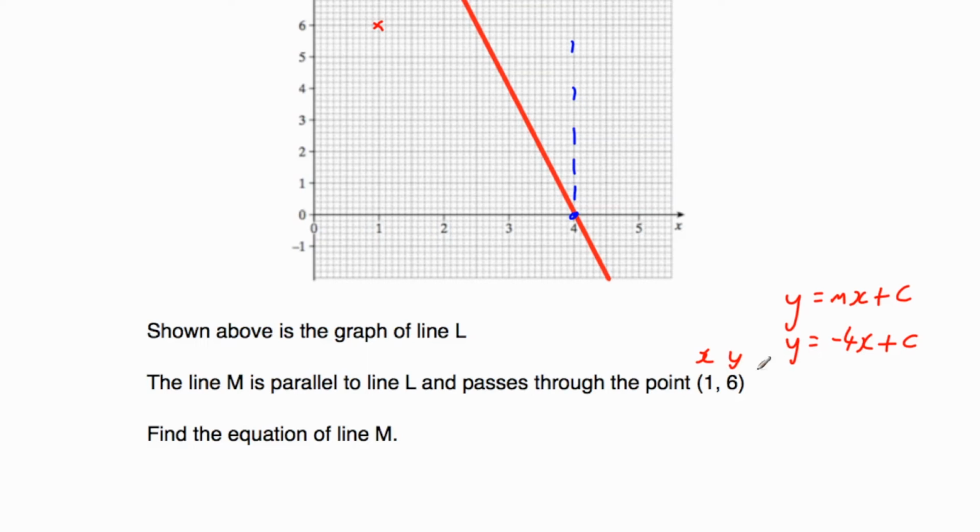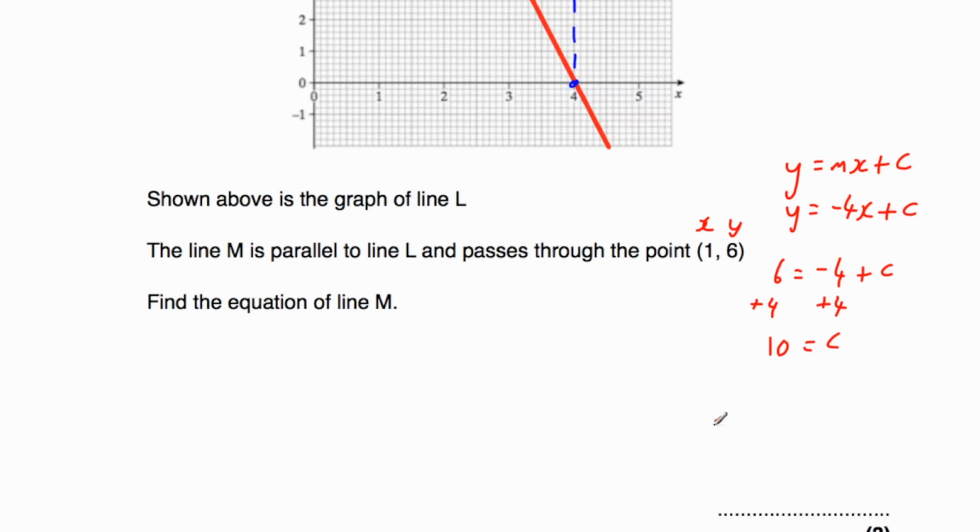So we've got x equals 1 and y equals 6. So let's substitute those in. So we're going to have 6 equals minus 4 times x, and x is 1. So minus 4 times 1 is minus 4, plus c. Now we want to find our c, so we want to get rid of this minus 4, so we're going to add 4 and add 4. 6 plus 4 is 10, that's good, and then on the right hand side we're just left with c, so c equals 10, and that's it. So the equation of the line m would be y equals minus 4x plus 10, and that's it.